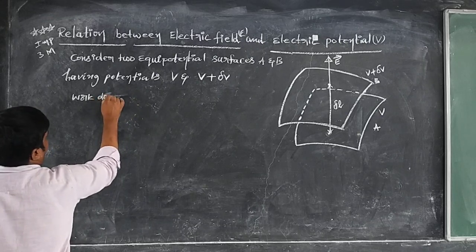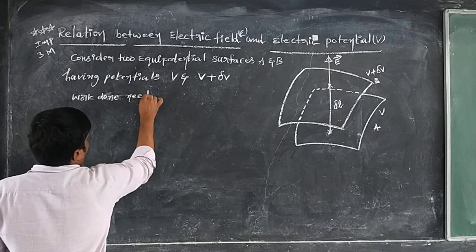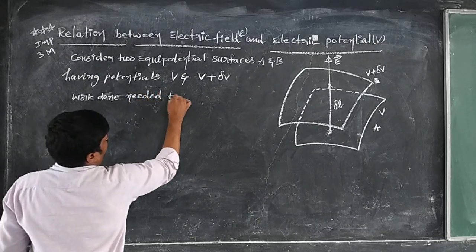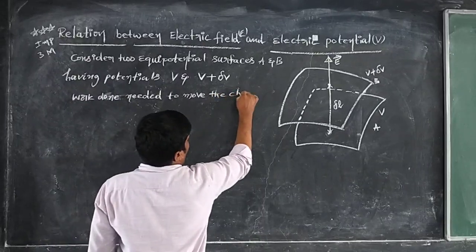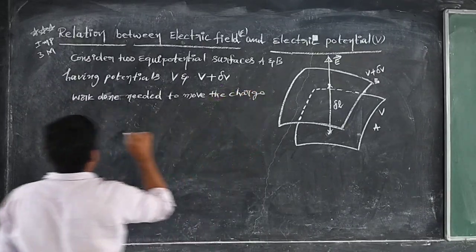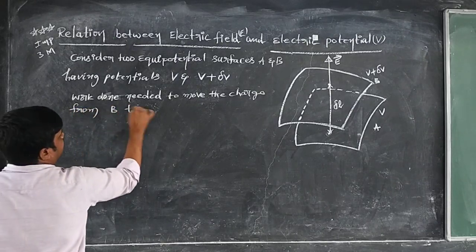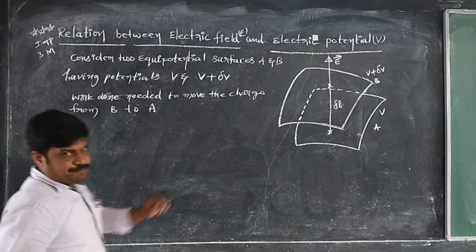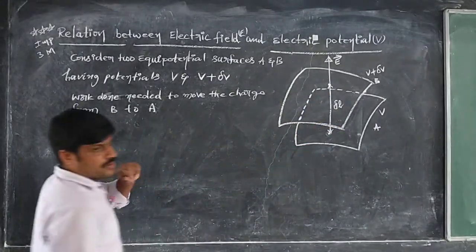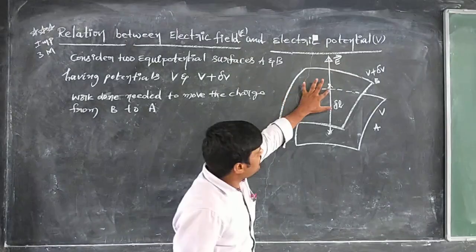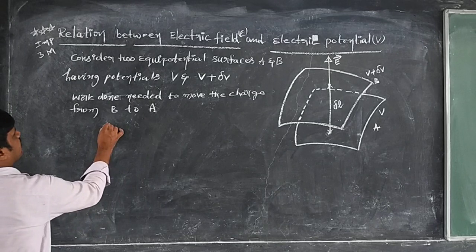Work done needed to move the charge from equipotential surface B to A. If you want to move the charge, you have to do work. Now for a small distance, dl, the amount of work done is dW.